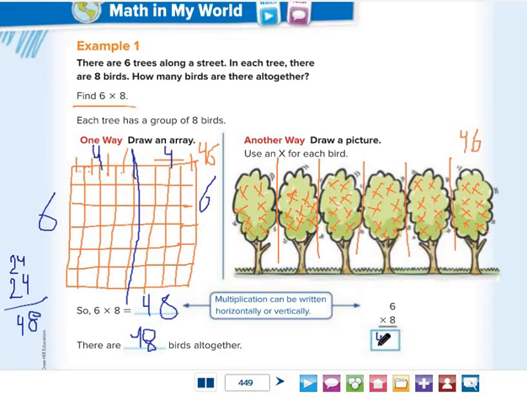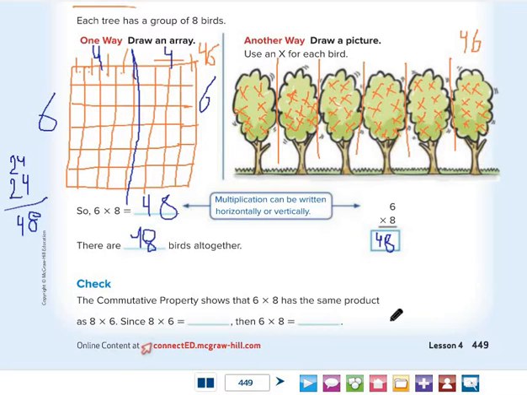They are a big family. 48 birds in all. And to check, we can use the commutative property. Since 8 times 6 equals 48, 6 times 8 equals 48. Now, please, grade 3, be sure to write the answers in your book. Don't forget to draw pairs and arrays.